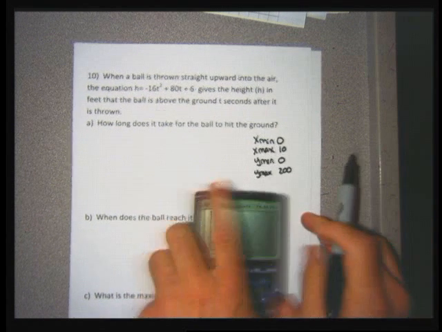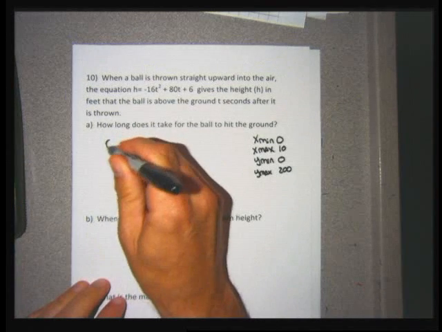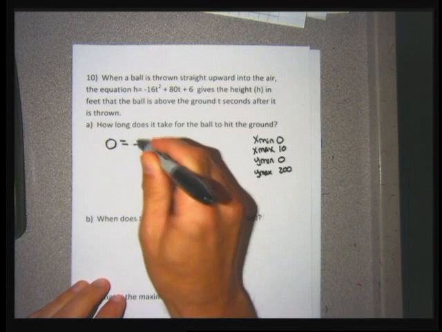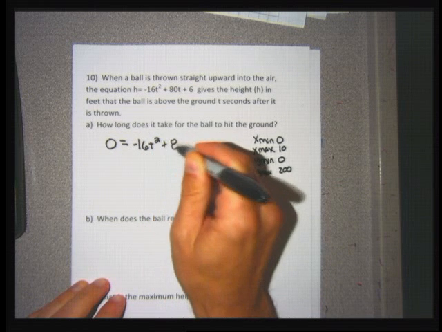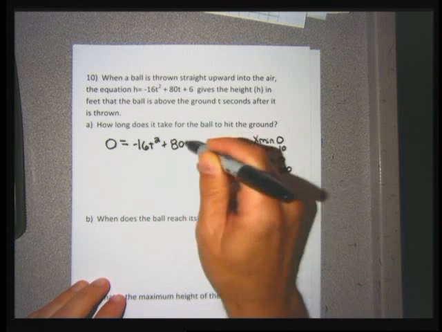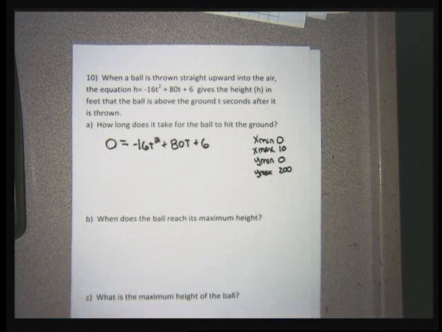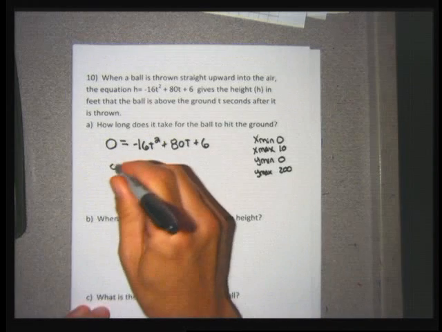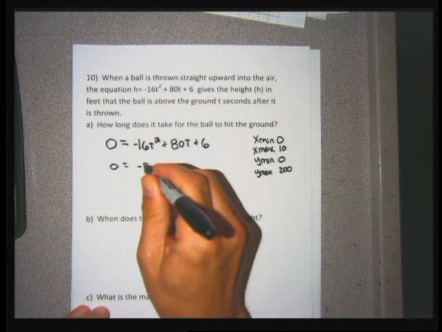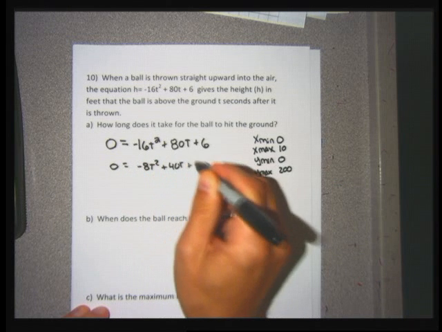To find how long it takes the ball to hit the ground, I set the function equal to 0, because I want the height to be 0. I'm going to solve for t. I'm going to get 2 answers, and I want the positive one. I can divide through by 2 to make this easier: 0 equals negative 8t squared plus 40t plus 3.